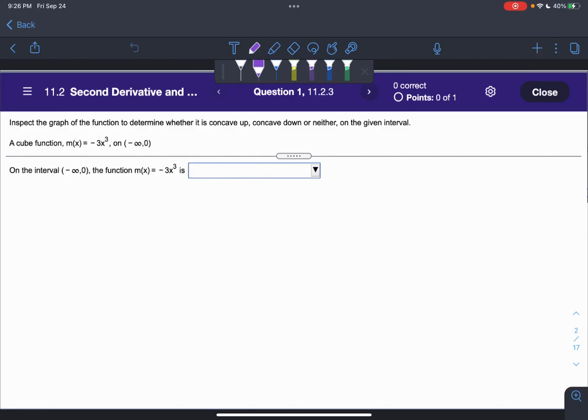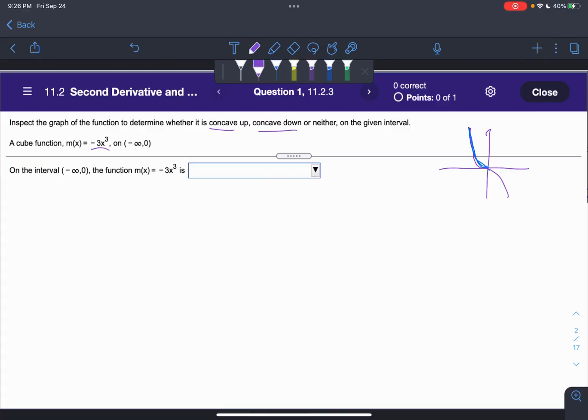Okay, so for this problem, we want to inspect the graph of the function and determine where it's concave up, concave down, or neither on the given interval. So we have a cubic function. It's like an upside down and stretched cubic function. And we're only considering negative infinity to 0, so it's really this piece. Just keep that in mind.